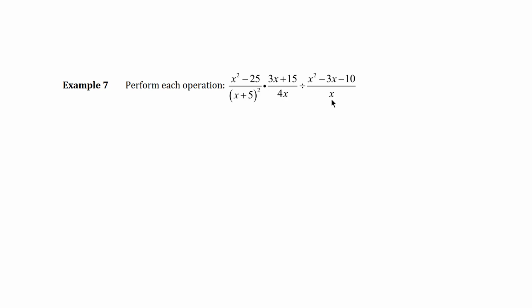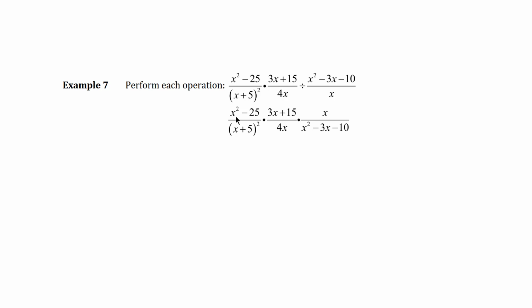The first step I'm going to do is flip the third fraction and change the operation from division to multiplication. We get x squared minus 25 divided by parentheses x plus 5 squared times 3x plus 15 divided by 4x times x divided by x squared minus 3x minus 10.